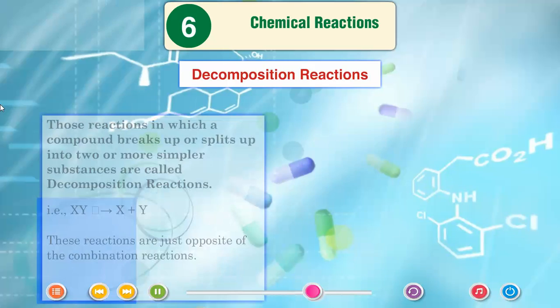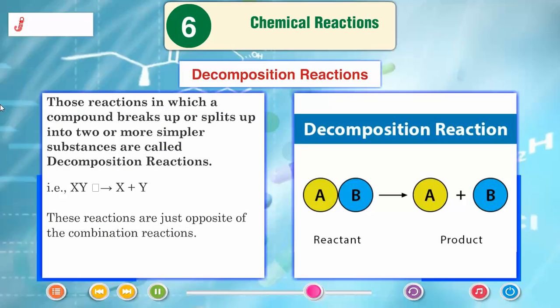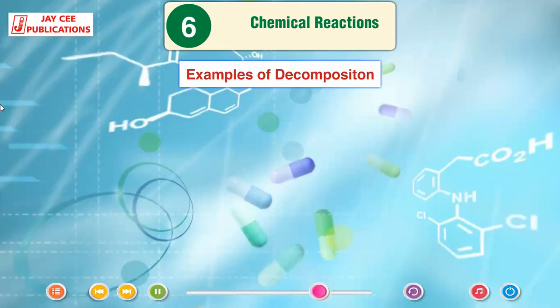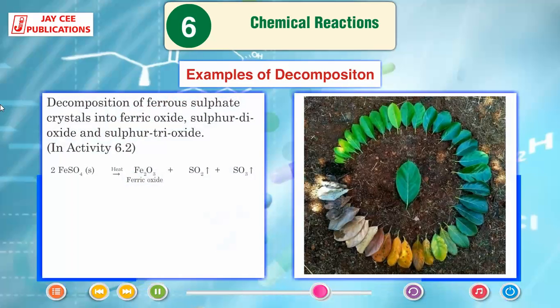Decomposition reactions. Those reactions in which a compound breaks up or splits up into two or more simpler substances are called decomposition reactions. That is, XY is X plus Y. These reactions are just opposite of the combination reactions. Examples of decomposition: decomposition of ferrous sulfate crystals into ferric oxide, sulfur dioxide and sulfur trioxide in activity 6.2.